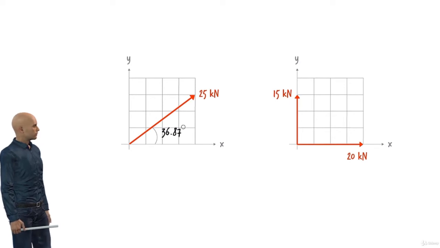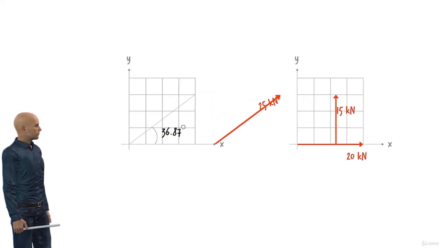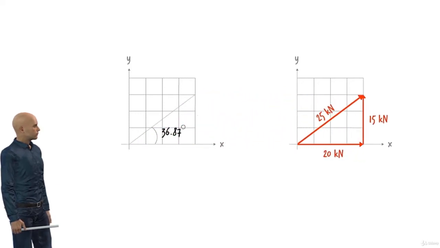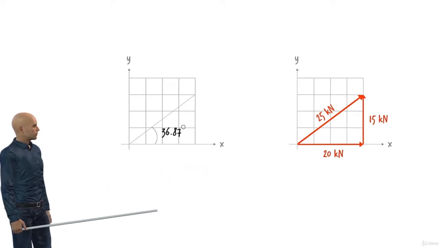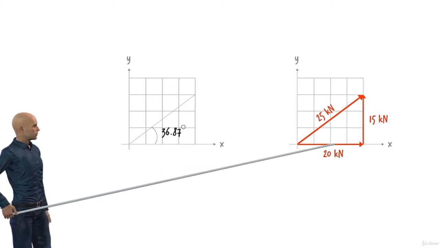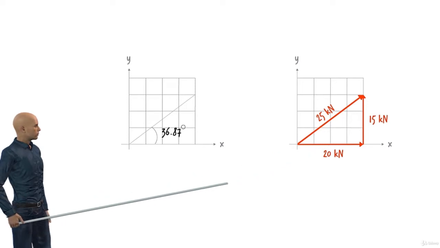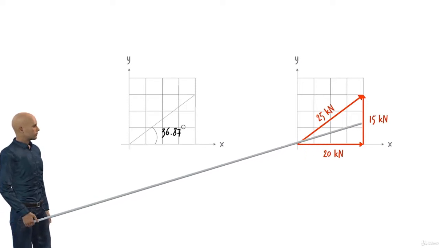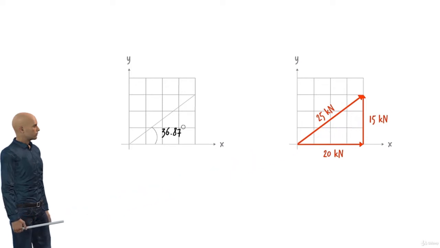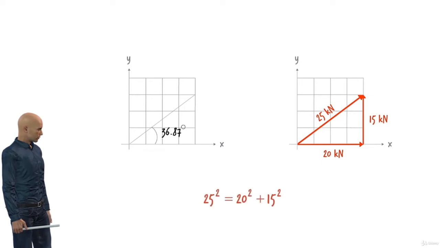A vector and its x and y components always form a right triangle, like this. The length of each side of the triangle represents the magnitude of a vector. This length represents the magnitude of our 25 kilonewton force. This length represents the magnitude of the x component of the force, 20 kilonewtons. And this length represents the magnitude of the y component of the force, which is 15 kilonewtons. Note how the Pythagorean theorem holds true here.